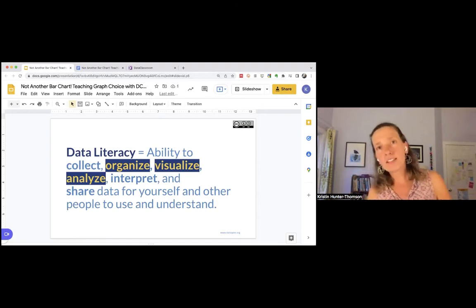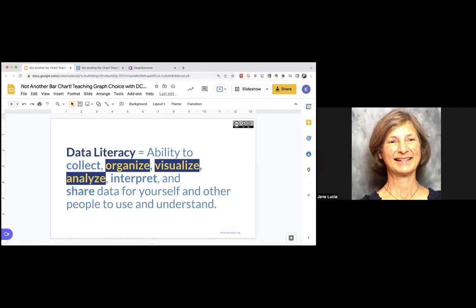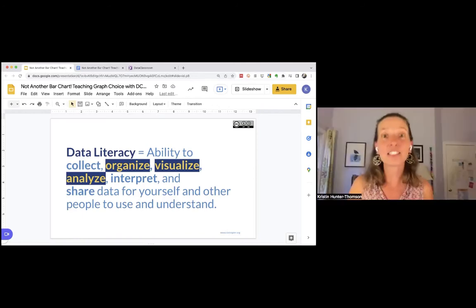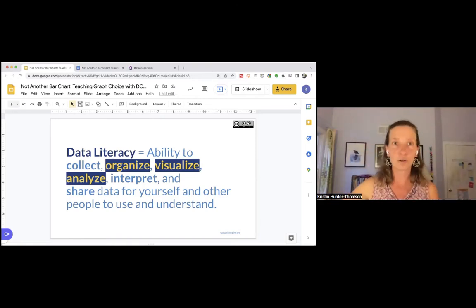So the definition that I use for data literacy is the ability to collect, organize, visualize, analyze, interpret, and share data for yourself and other people to use and understand. And if you're thinking, Kristen, that is insane, that's a really broad definition, then yes, it is, because we tackle this across the K to gray spectrum.